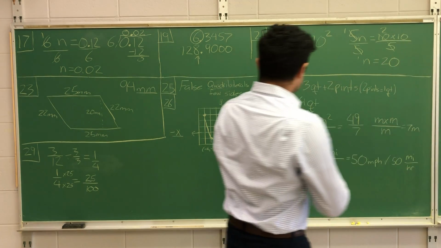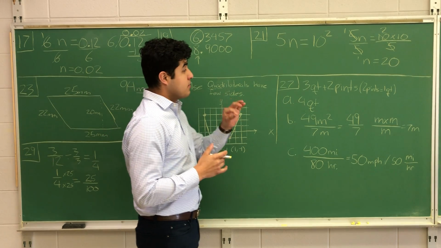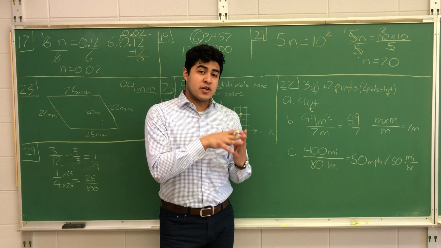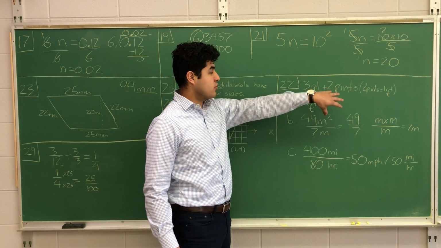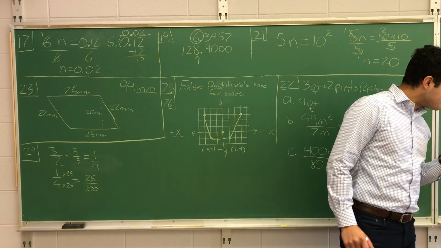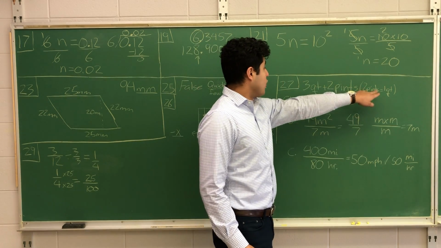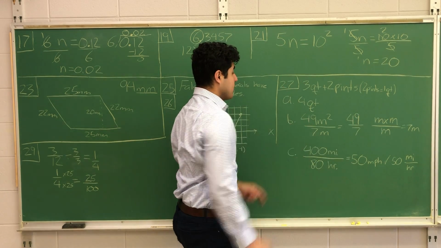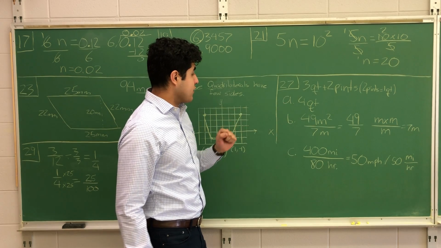All right, number 27 is a 3-part problem. The first part we need to solve is 3 quarts plus 2 pints, okay? The problem tells us to solve it in quarts. We could either change the quarts to pints, but we've been asked to change the pints to quarts. We learned in lesson 80, I believe, was it? Yeah, lesson 80, we learned that 2 pints equals 1 quart. So 3 quarts plus 1 quart equals 4 quarts. So letter A would be 4 quarts.